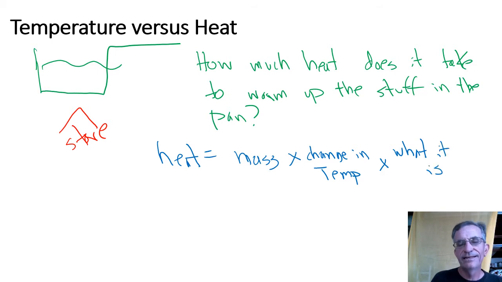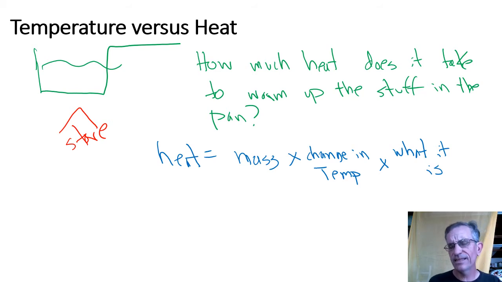All right. Now, that's not a really official looking equation, is it? Because there are a couple of things in there that I need to understand a little better. We know what mass is. Mass is like grams. And change in temperature is going to be in Celsius. It goes up 10 Celsius or 50 Celsius. The one at the end is the one that could be a little confusing: what it is.